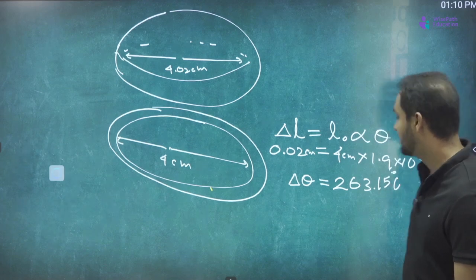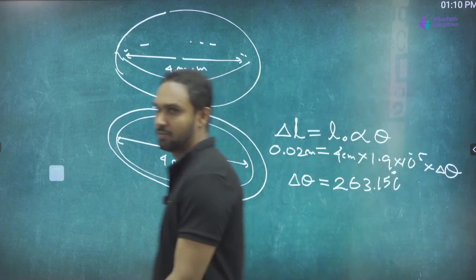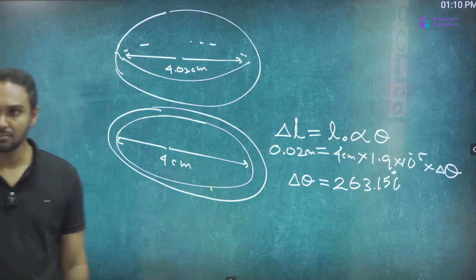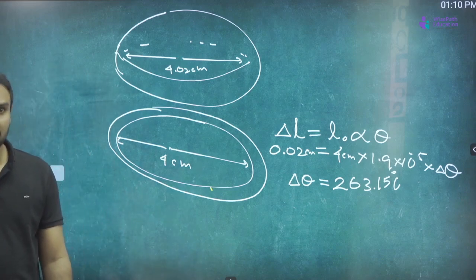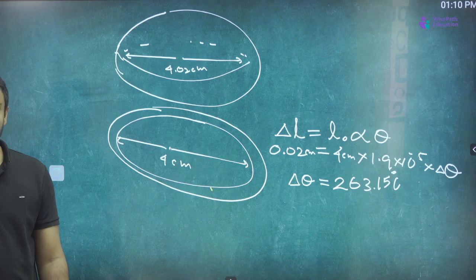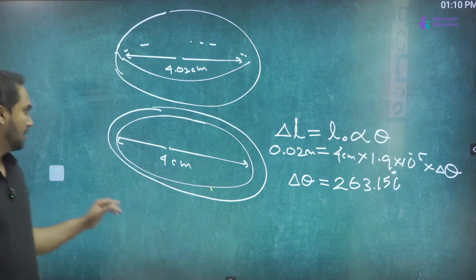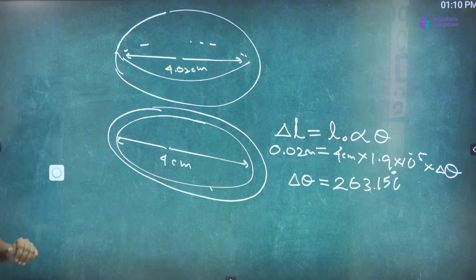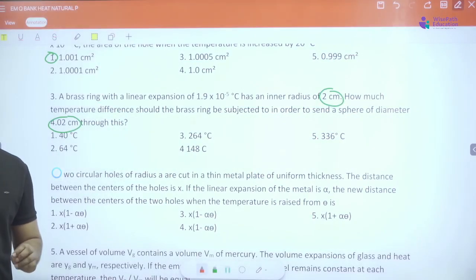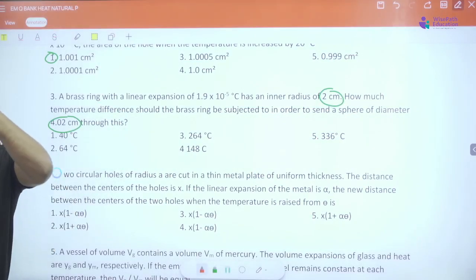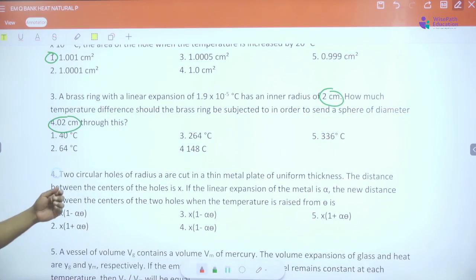So approximately it's 260. Right? Next question. Understood it? So simplification errors can be there.